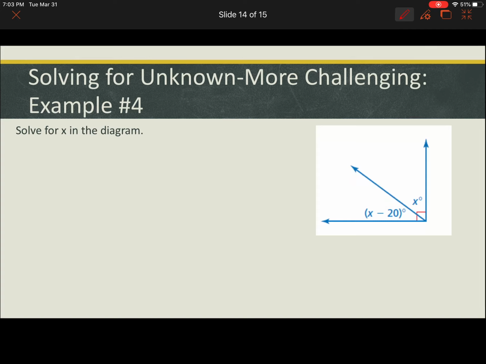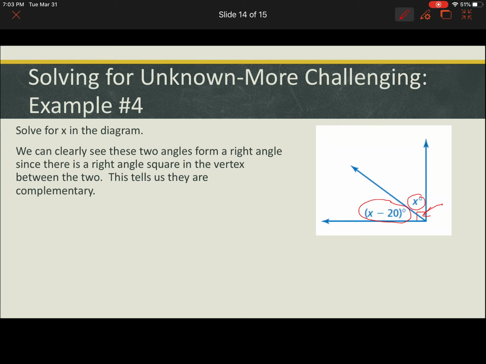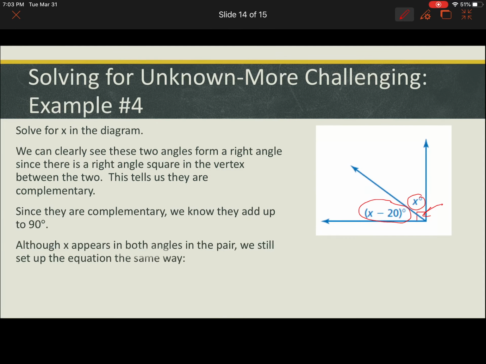Now, something a little bit more challenging, not too bad though. We're going to solve for x in the diagram. We see we have a clue. We have a right angle. But we also notice that we have 2 terms that include x. Don't do anything differently. We still follow the same process. Okay? We still have a right angle. We still know that they're complementary. We know they add up to 90 degrees.